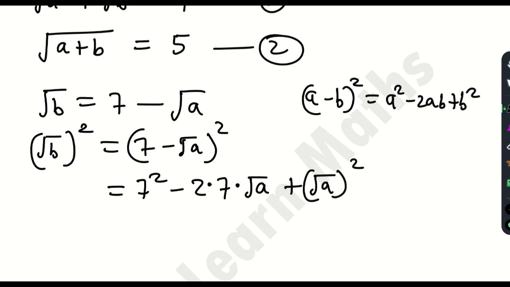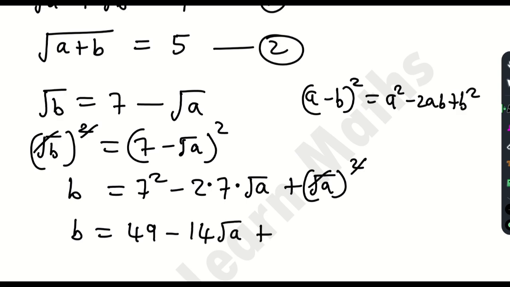Then this is equal to, this square will cancel the square root. So you're left with what? b. Now b is equal to 7 squared, which is 49, minus, what is 2 times 7 here? It is 14. So 14 root a plus, this square again will cancel the square root. So that leaves you with just a.